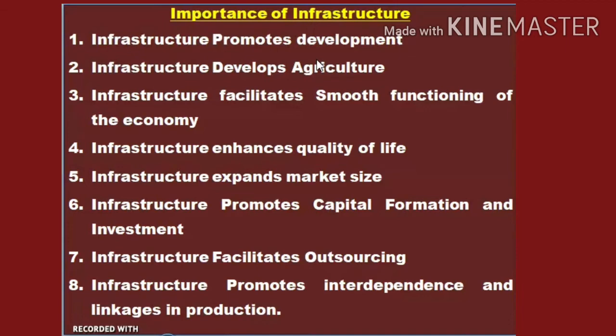Second point is infrastructure develops agriculture. Modern agriculture largely depends on infrastructure growth for speedy and large-scale transport of agricultural inputs like seeds, pesticides, fertilizers, etc. It uses facilities of modern roads, railways, and shipping facilities for marketing its products. As a result, agriculture can be modernized and expanded.